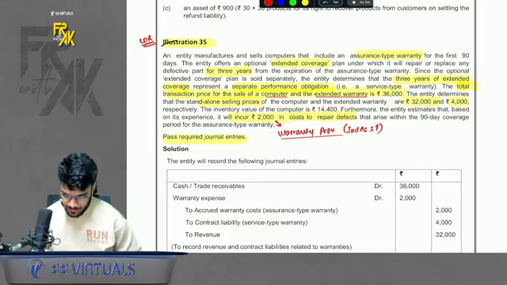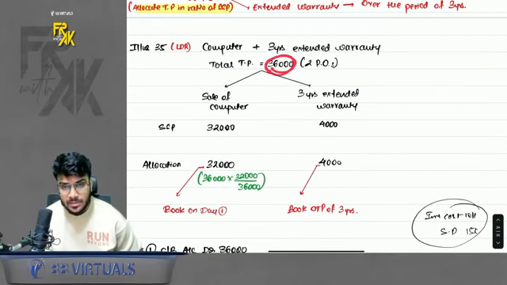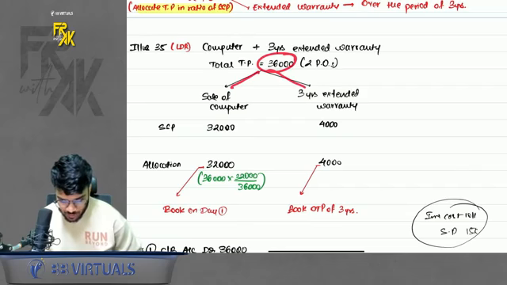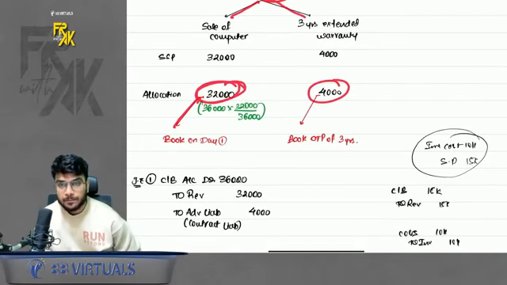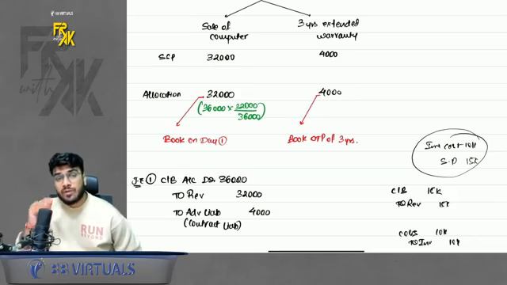How to pass the entry? Simple. So first of all, you will say that you are receiving 36,000. There are 2 POs here, one for the computer and one for the extended warranty. Whatever you receive, bifurcate between these 2 POs in the ratio of SSP, bifurcation done. Whatever is allocated to computers, book on day 1. Whatever is allocated to the extended warranty, you will book across 3 years because the warranty is of 3 years.